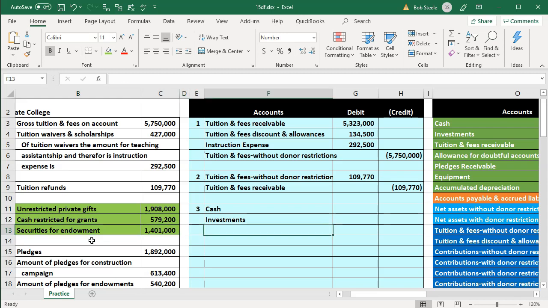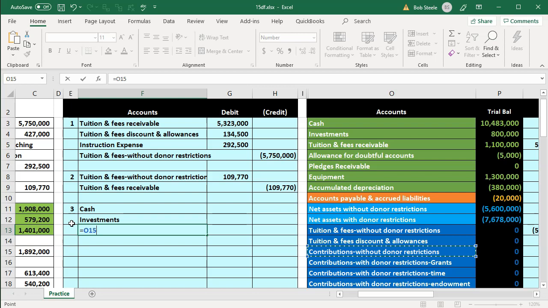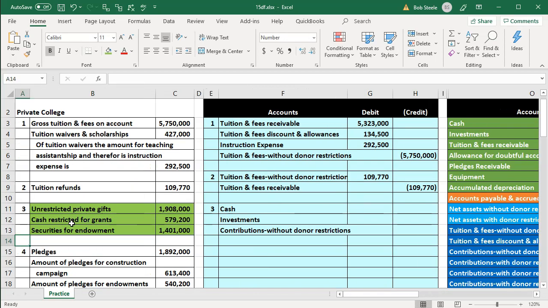Now we'll think about the credit side of things. We have unrestricted private gifts that were given to us. So unrestricted private gifts, that's going to be a kind of revenue that's happening. So I'm going to say this is going to be equal to contributions, and they're unrestricted, and therefore they have no restrictions. Contributions without restrictions. This is going to be a credit. So I'm going to say negative of this number. The investments is going to be this number. And then cash is going to be our plug. So we're going to do that last.